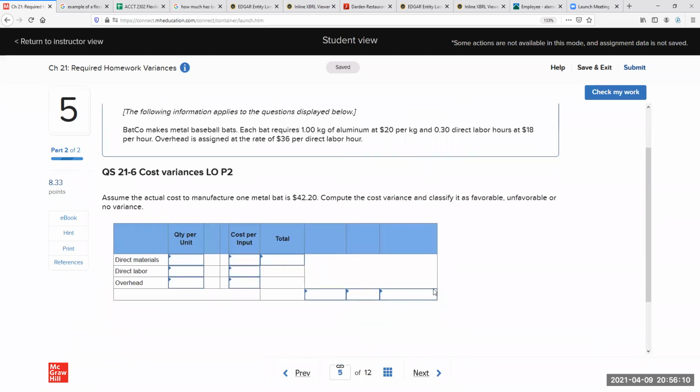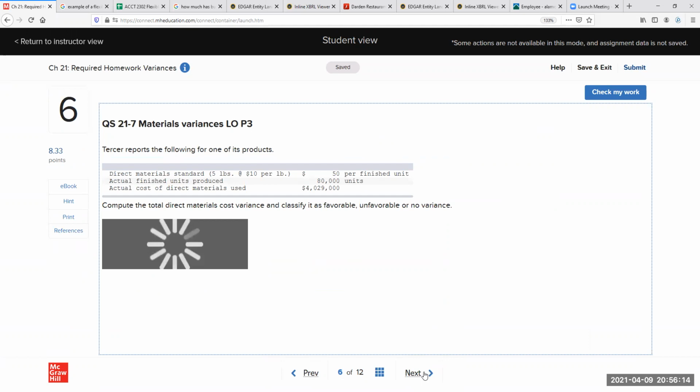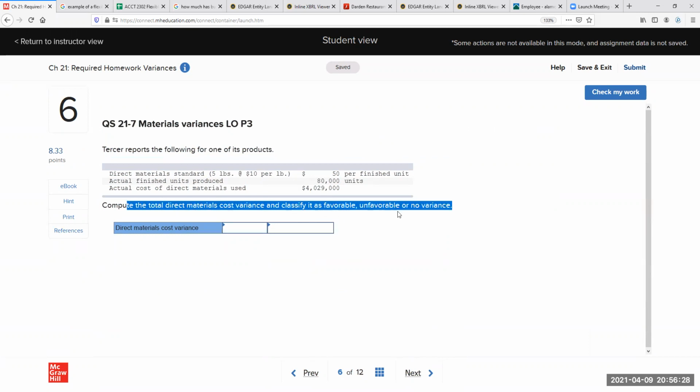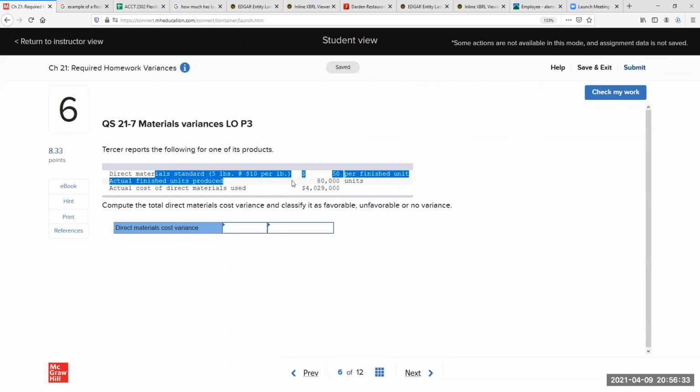Cost variance. Okay, no, that one's the same. That one's the same as the deal. All right, now let's figure this out because this is asking you for the materials cost variance. So you have to compute the total direct material cost variance and classify as favorable or unfavorable. So you've got to figure out what it's supposed to have cost and then what you actually paid.